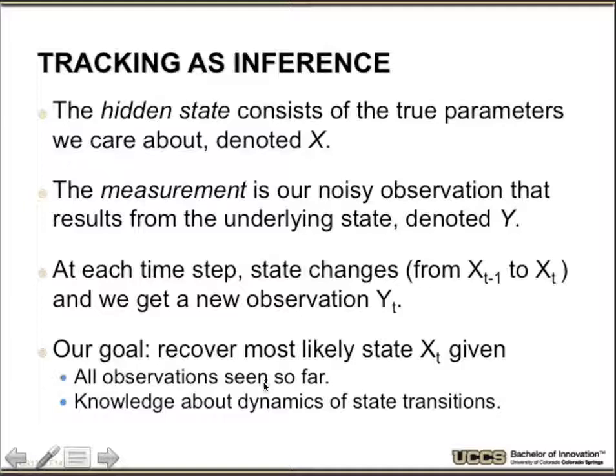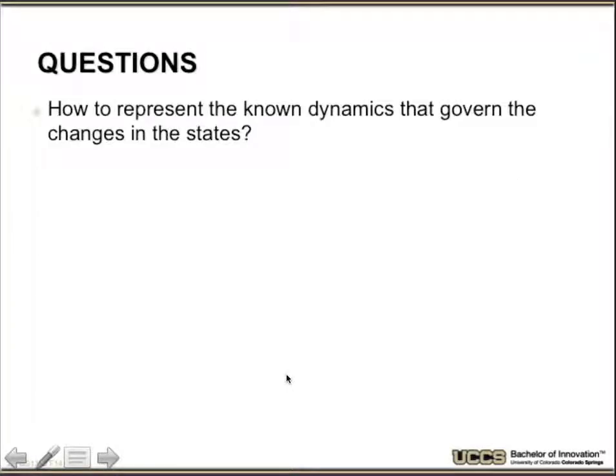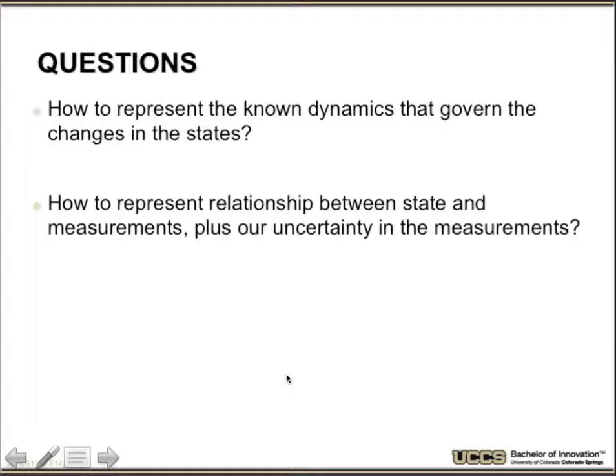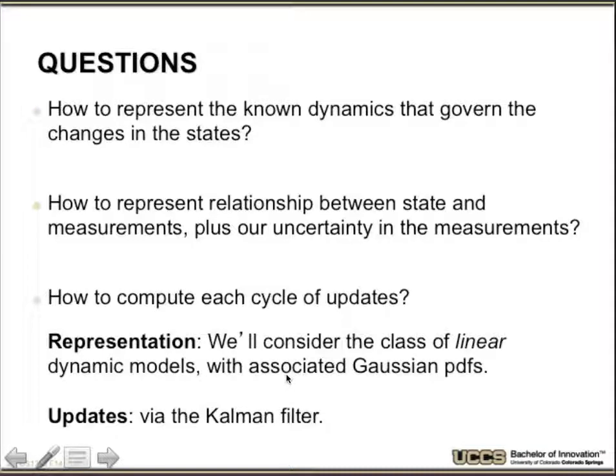And we're going to choose, upfront, some knowledge about the dynamics of the state transition. For example, do we assume the point is moving with constant velocity, or maybe it's constant acceleration, so velocity can change, or it's constant jerk and acceleration can change. We need to understand where those are going to be. So our first question is to represent the dynamics that govern the changes in state. Then we have to look at the relationship between states and measurements plus uncertainty, so how are we going to measure the noise. We have to have some compute cycle for how to do our updates. We'll put those all together.